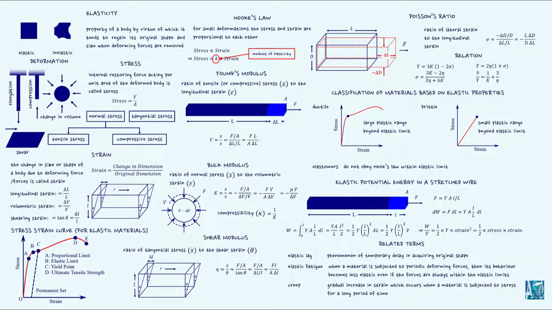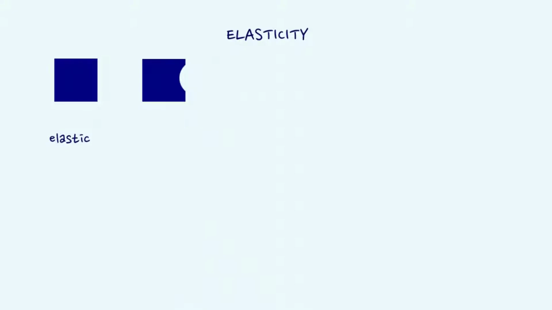Hello viewers, in this presentation we are going to talk about elasticity. There exist certain solids which regain their size and shape as soon as the deforming forces are withdrawn. Similarly, in case of certain substances, even if we withdraw the deforming force, the object stays deformed.